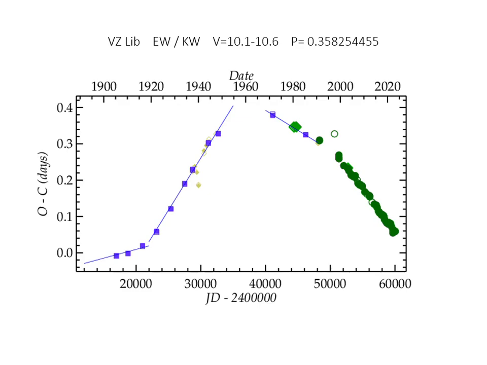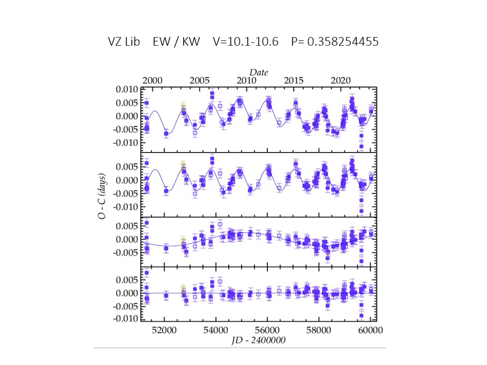So in this one, VZ Lib, there are clearly constant period sections which work in opposite directions. Here the period's increasing, and there it's decreasing. And at the end here, we have two components, two bodies. That's a short period third body, and then a longer period third body.